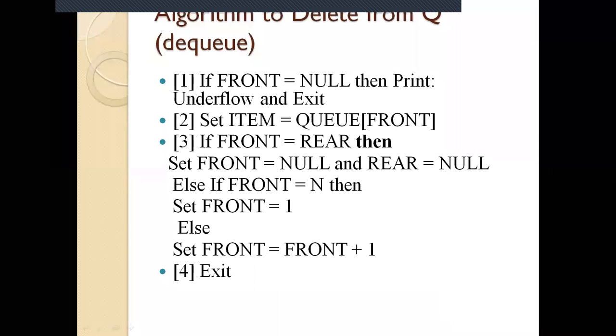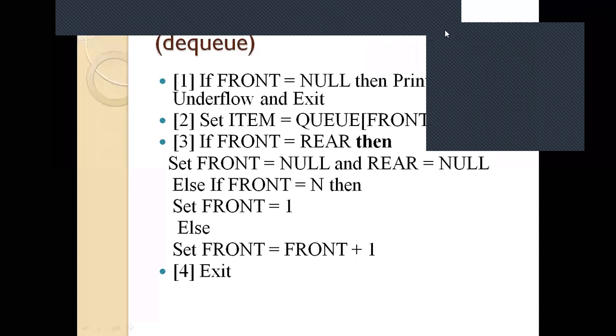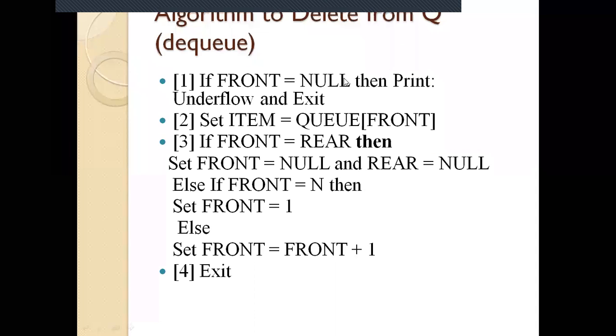Okay, so here, first of all, you are checking for the underflow condition. What is that underflow condition? If front is null, because if front is null, that means there is no element in that. Otherwise, first of all, whatever is at the front, you are storing in item, because if you change the value of front, you won't be able to access that element. So whatever is there at the front end, you store that in some variable. Next is the special condition: if front is equal to rear, that means there is a single element. When there is a single element, you say front null and rear null.